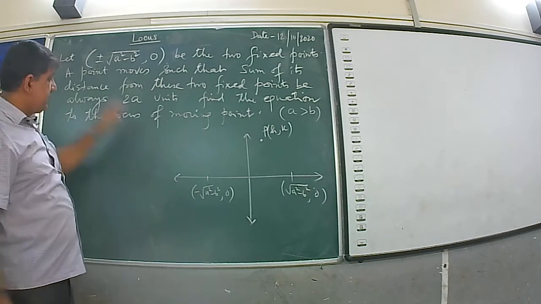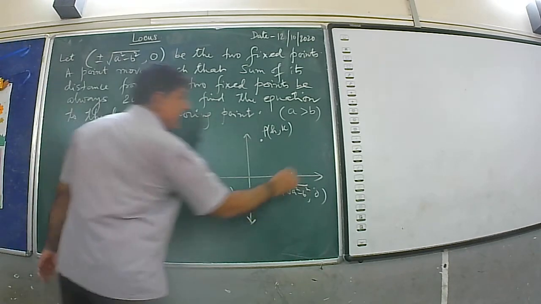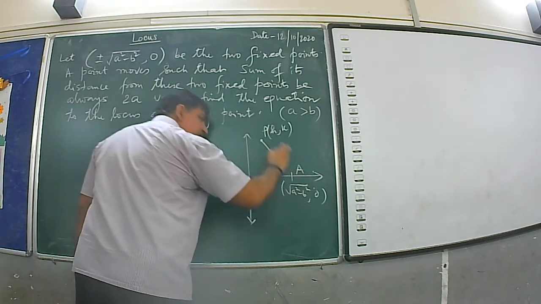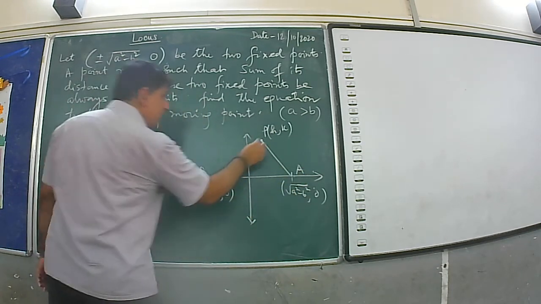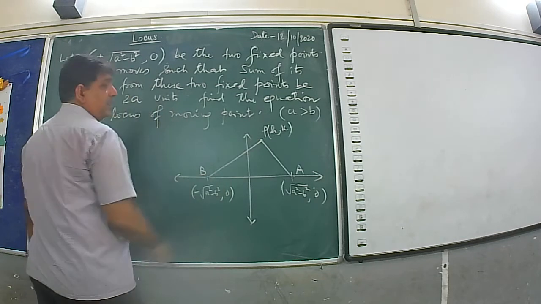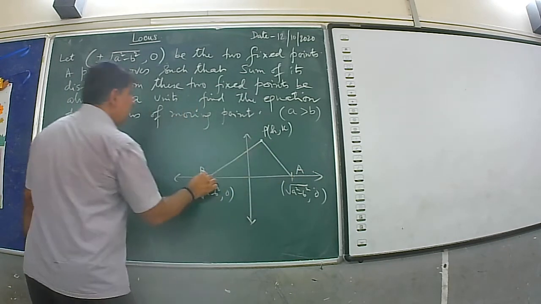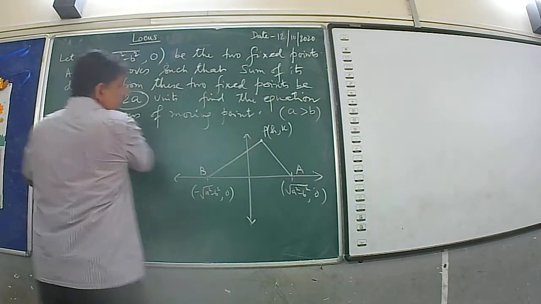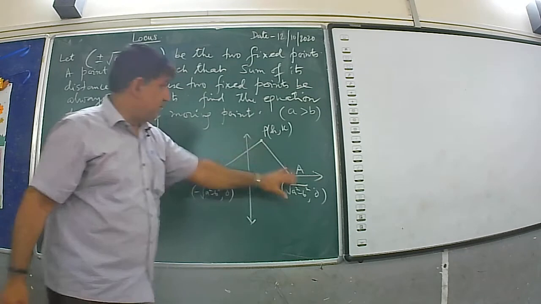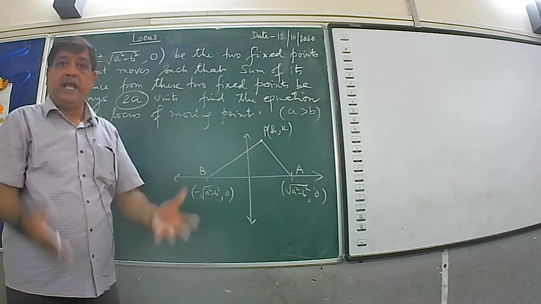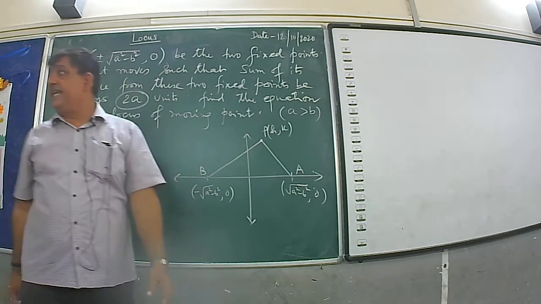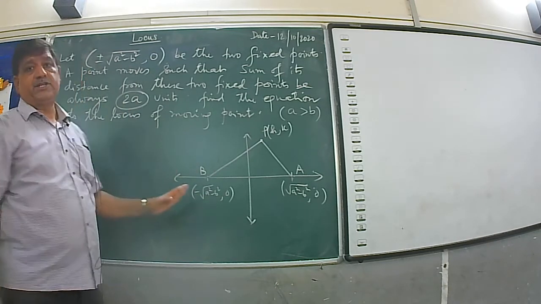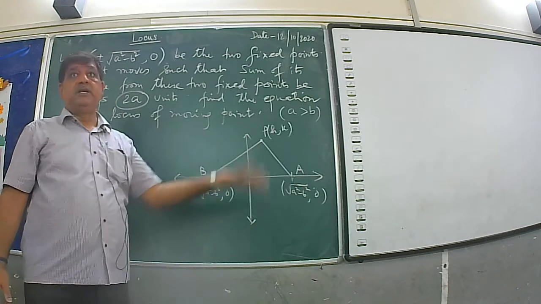Now the sum of distances. Say this point is A, this point is B. So if we find the distance PA, and the distance PB, then PA plus PB, the sum of distances from these two fixed points, is always 2a units. This PA plus PB is equal to 2a. And now we have to derive the equation to the locus of the moving point. Now how to solve this problem? Let us see, boys.